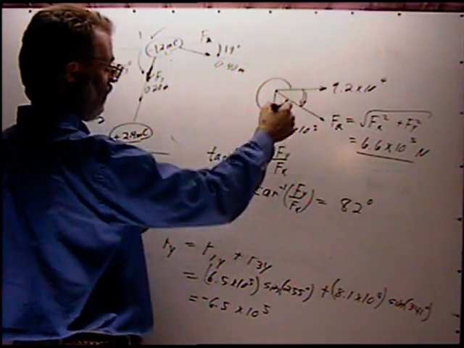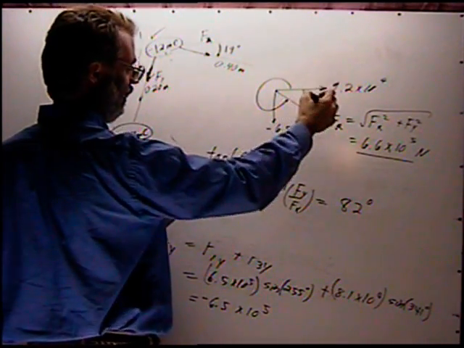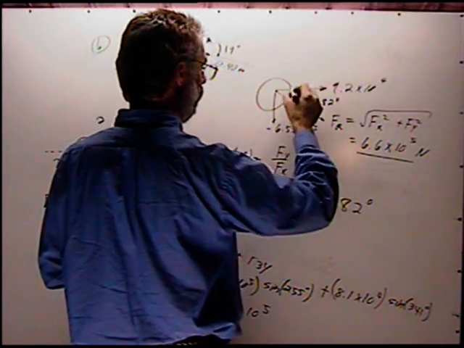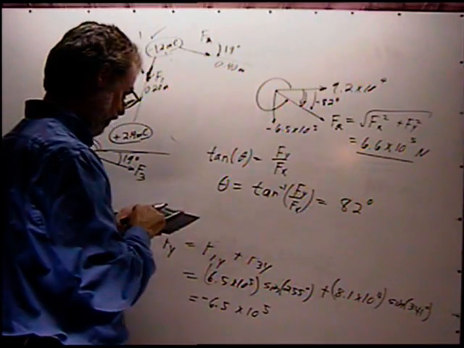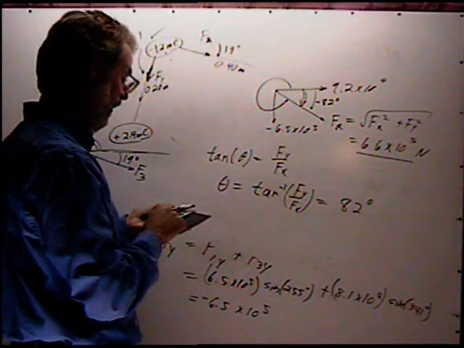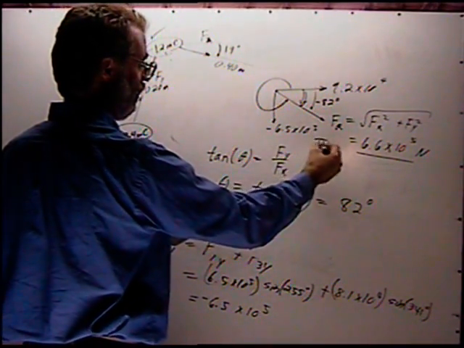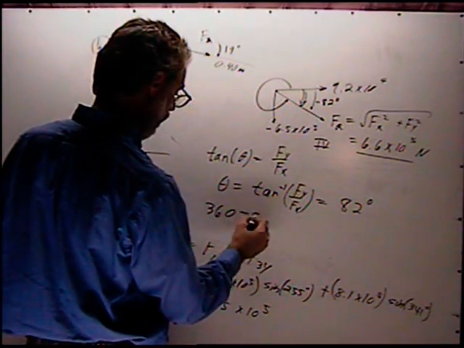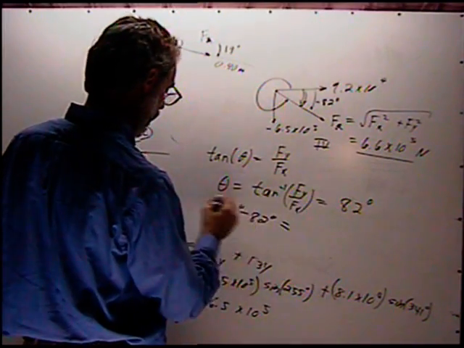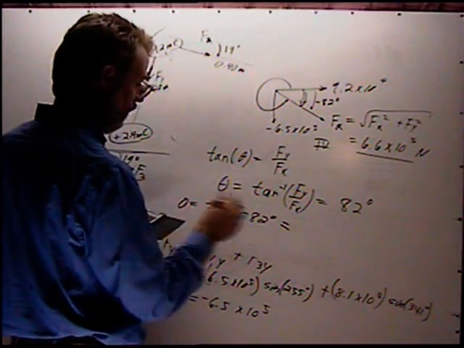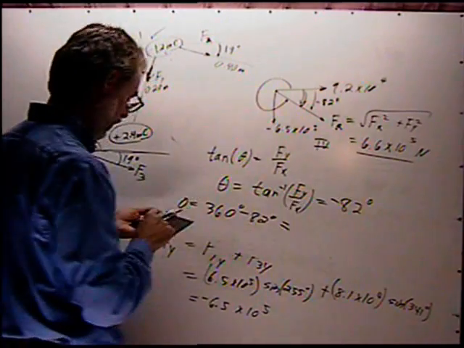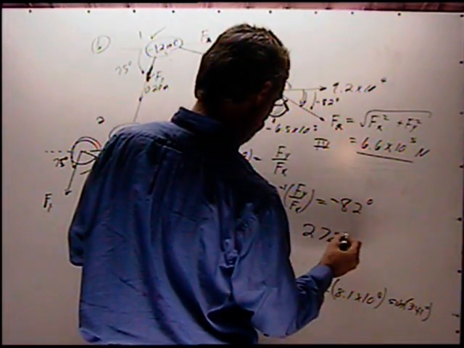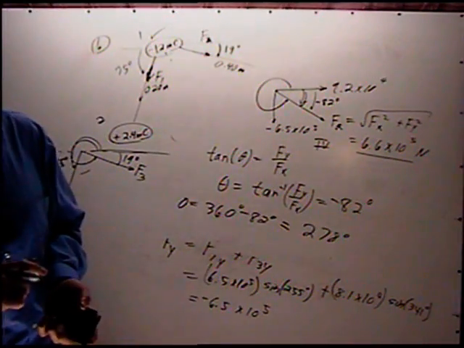Okay, so that's this angle here, so that's actually minus 82 degrees. So if I take 360, we're in the fourth quadrant, so I take 360 minus 82 degrees. That's the same thing. So I could say it's really minus 82 degrees, or it's 278 degrees.